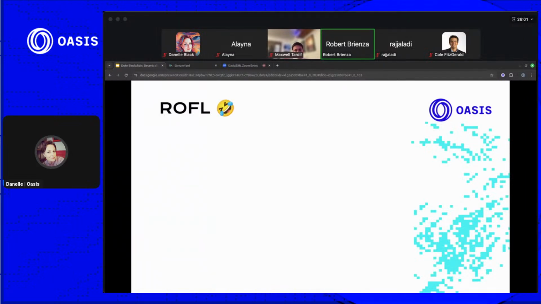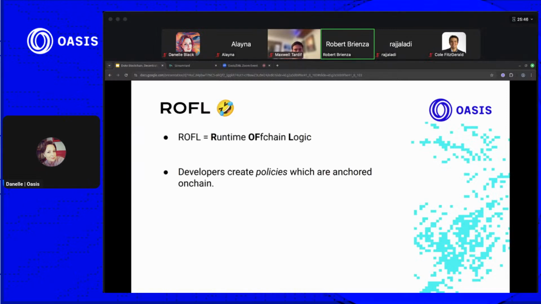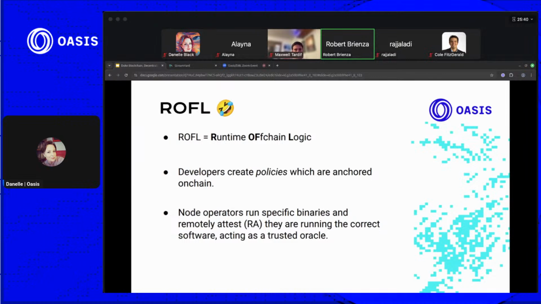And more specifically, in order to implement this, we have been building, at Oasis, a product called ROFL. It does not stand for rolling on the floor laughing, as the emoji here might indicate, but for runtime off-chain logic. Very simply, it allows developers to create policies and anchor them on-chain. That's the developer side. And then from the hardware operator side, you have two parties with their interests in mind.